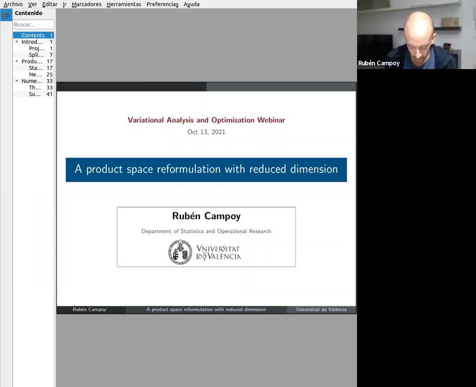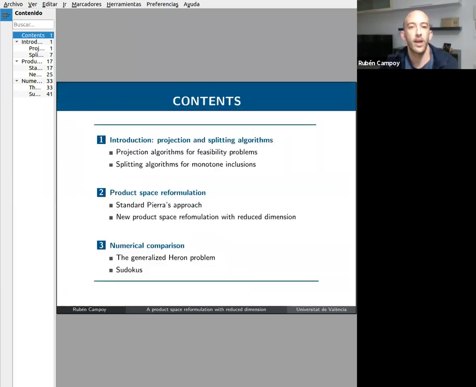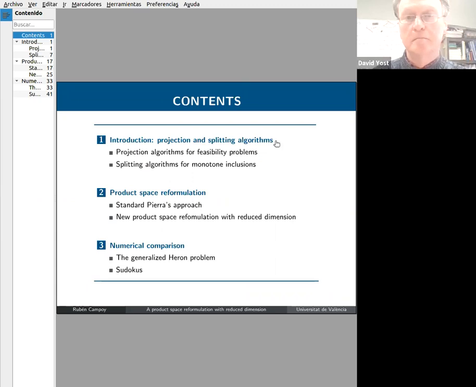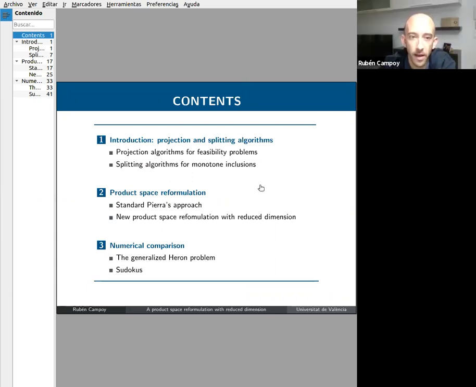Okay, thank you for the introduction, and thanks to the other organizers for inviting me to this seminar. I'm going to talk about a product space reformulation in a reduced dimensional space. So this is the outline of the talk. I will start with an introduction to projection and splitting algorithms, and then we'll move to the main section about product space reformulations. I will mention the standard approach, and then we will show the new reformulation, and finally some numerical experiments to compare both approaches.